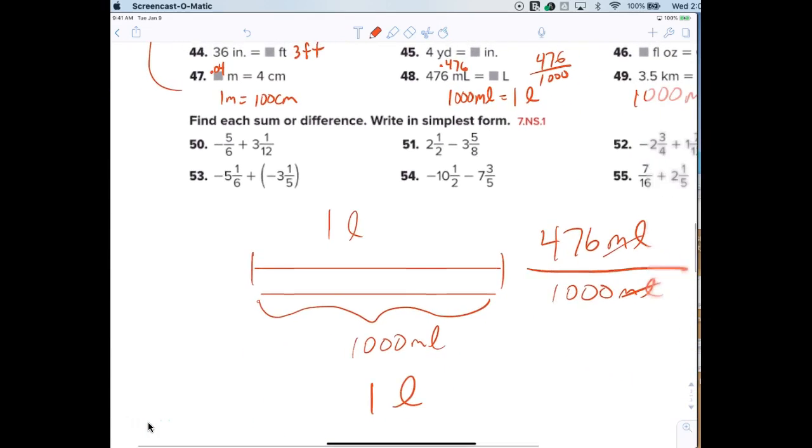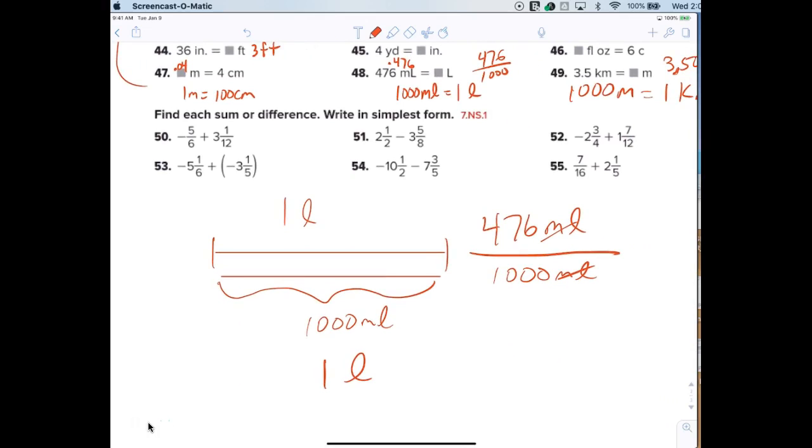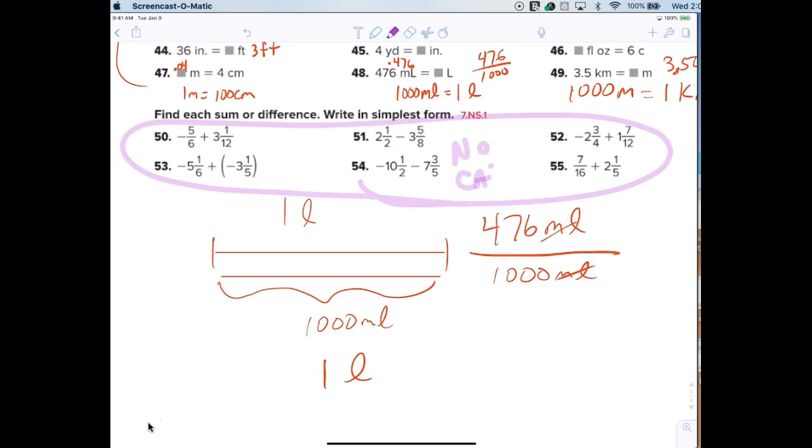Now listen to me, guys. Everybody's got to get your heads up. The last 6, no calculator. You can only use a calculator to check your work. So tomorrow, hint, hint, if you don't have the work for 50 through 55, it's a 0. No joking.